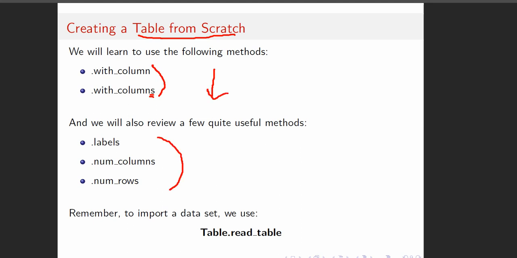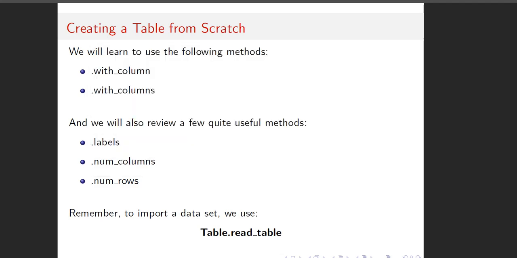These are a review. Remember, dot labels will just tell me the column names. Okay, and then number of columns does exactly that. It tells me the number of columns, and or it'll tell me the number of rows in the table. And please remember, whenever I need to import a data set into a table, I use Table.read_table, and I give it the file name.